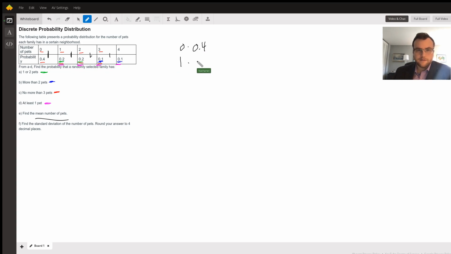So 1 times 0.2, 2 times 0.2, 3 times 0.2, 4 times 0.1. And then we will add these up, and the quantity below will be our average or mean. So this will be our mu value. Just multiply them together, add them all up, and that will give us our mean number of pets.